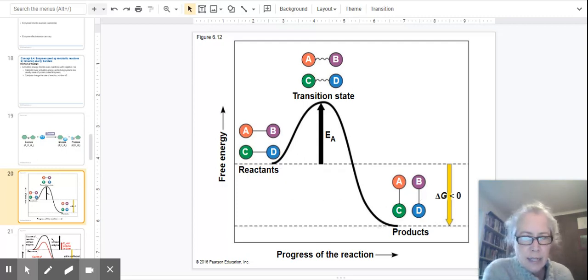So we say that delta G is negative, and whenever the reactants have more energy than the products, we say delta G is negative, then we also say that it's a spontaneous reaction. So this is a spontaneous reaction. It's symbolized by a rearrangement of bonds between these four units. Here A and B are connected as one compound, C and D are connected as another compound. And here it's the same four units, but the bonds are rearranged, which is what happens in a chemical reaction. Now A and C are connected, B and D are connected.